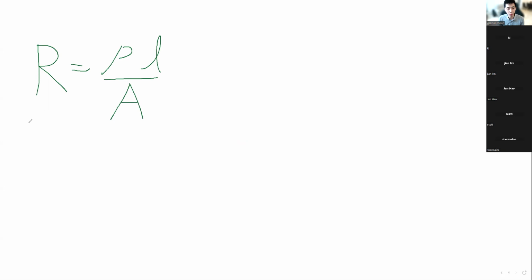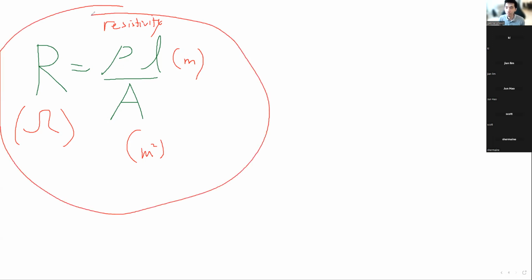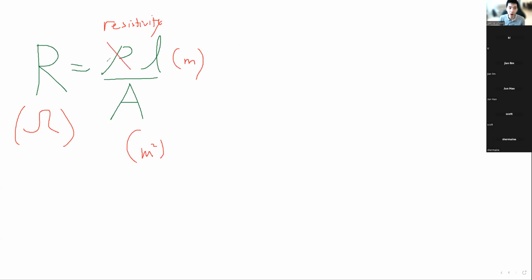R is basically going to be the resistance of the wire, which is obviously measured in ohms, right? This L is obviously the length, which is measured in meters, and area is obviously measured in meters squared, right? This rho is basically the resistivity of different materials, guys. Like I mentioned just now, different materials such as copper and constantan will naturally have different resistivities, right? So this is the general formula for the resistance of a wire.